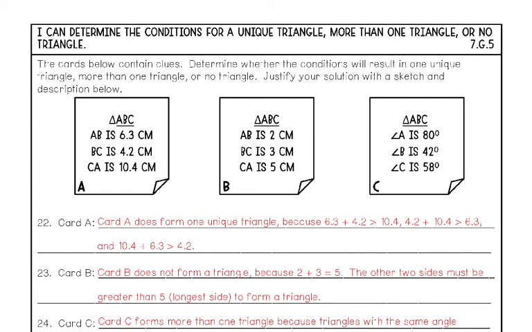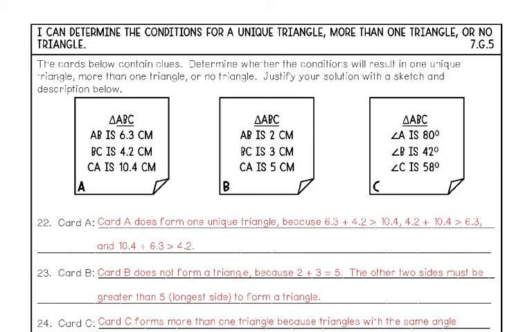I'm just going to go through the answers and make sure that they make sense to you. For number 22, you're looking at card A, and you're going to decide how many triangles you can form. So what you're given on card A is side lengths of a triangle. What you're going to want to see is that if any two side lengths get added up, are they greater than the third side? If they are, then it forms a unique triangle. So you can see that's my explanation here.